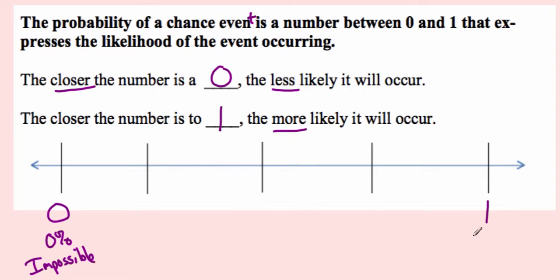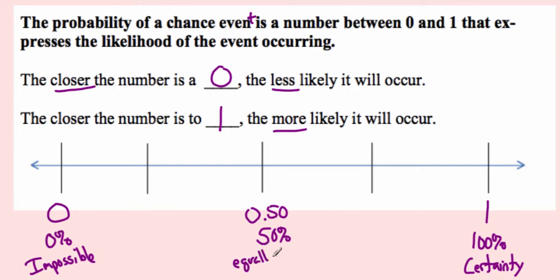If you have a probability of 1, which is a 100% chance, that means it's a certainty, meaning it absolutely positively will happen. There is no possibility it won't. You know for certain. Halfway in the middle, that's 0.5 or 50% chance. It's equally likely as unlikely. So a 50% chance means half the time it would, half the time it won't. It's no more likely than the other one.